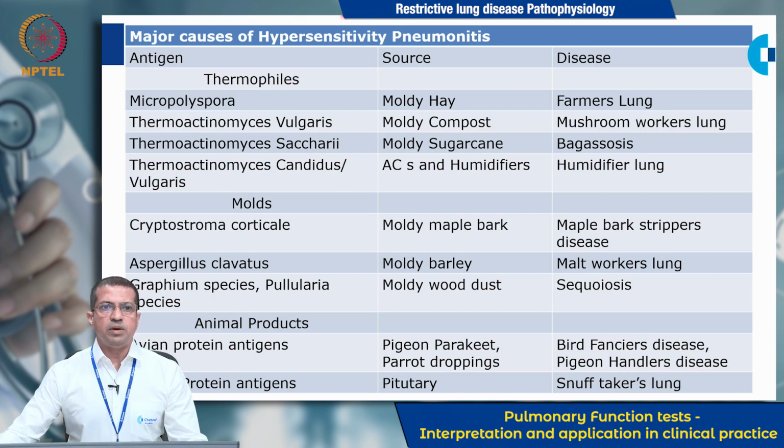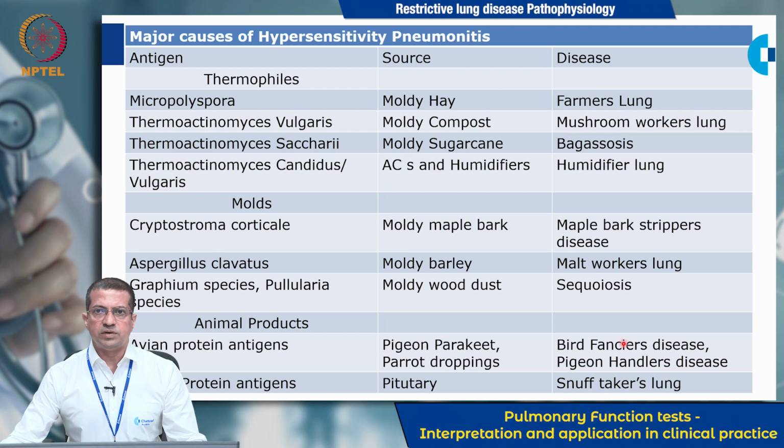In this table you can see the antigens on this side, and here you can see the source from where they come, and the name of the disease given to those individuals. Most of them are fungal elements, and some are proteinaceous substances secreted by animals, and when people are exposed, these are the kinds of diseases they get.